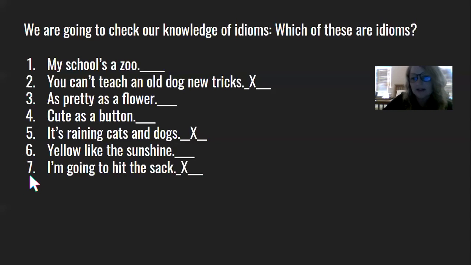Number 7, I'm going to hit the sack. You guys ever heard anybody say that when they're really tired, right? So hit the sack means I'm going to go to bed. We don't actually mean that we have a sack of flour or something and we're hitting it. We mean we're going to go to bed. So it's not the literal sense, it's figurative language. Okay, so there's your answers for which ones are idioms, and I hope that helped to show you a few more examples. Feel free to look up idioms online. There's a lot of fun activities to do with idioms, and you can just read more about them, figure out a little more about what they're all about and how they're used.